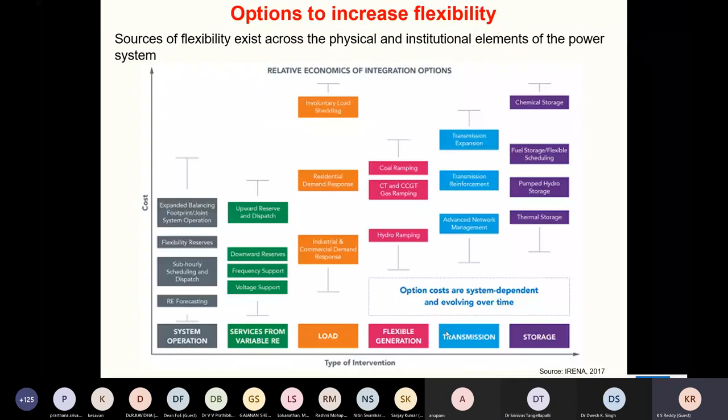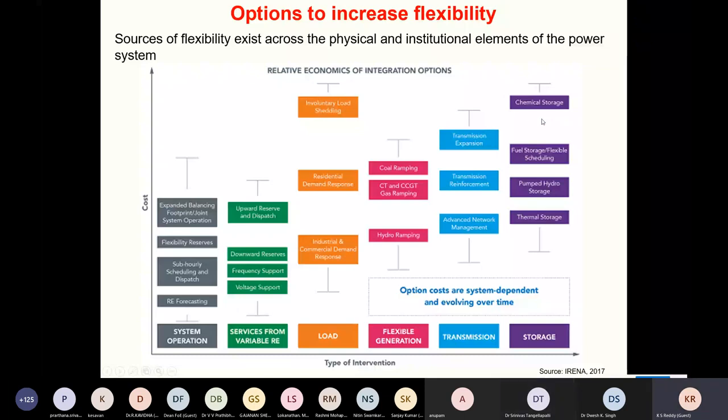Mainly you can see here the type of intervention, and their costs have also been given here. What are the different options depending upon the load, and which storage you go for, whether it's chemical storage or fuel storage, or pumped hydro or thermal storage or any other storage. That is an important place. But as we go for different storage, the cost will also go up.